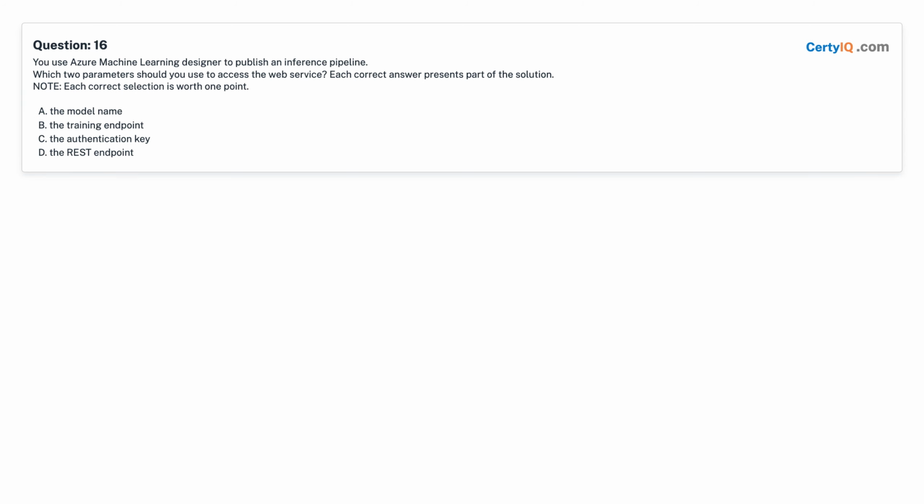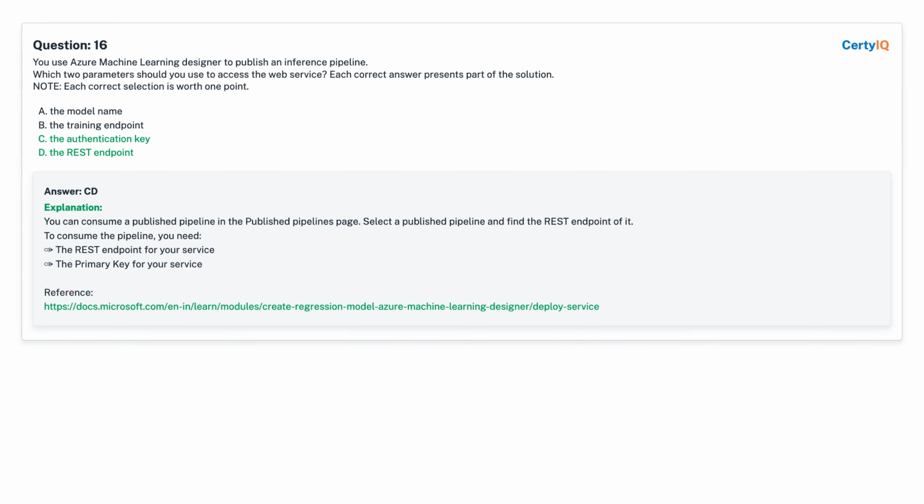Question 16. You use Azure Machine Learning Designer to publish an inference pipeline. Which two parameters should you use to access the web service? Each correct answer presents part of the solution. Note: each correct selection is worth 1 point. A. The model name. B. The training endpoint. C. The authentication key. D. The REST endpoint. Answer is B. The REST endpoint.